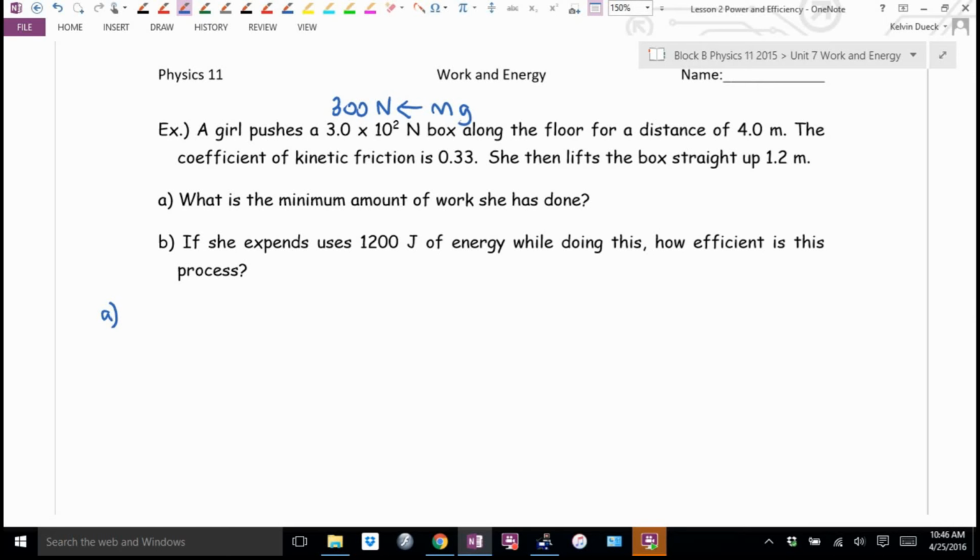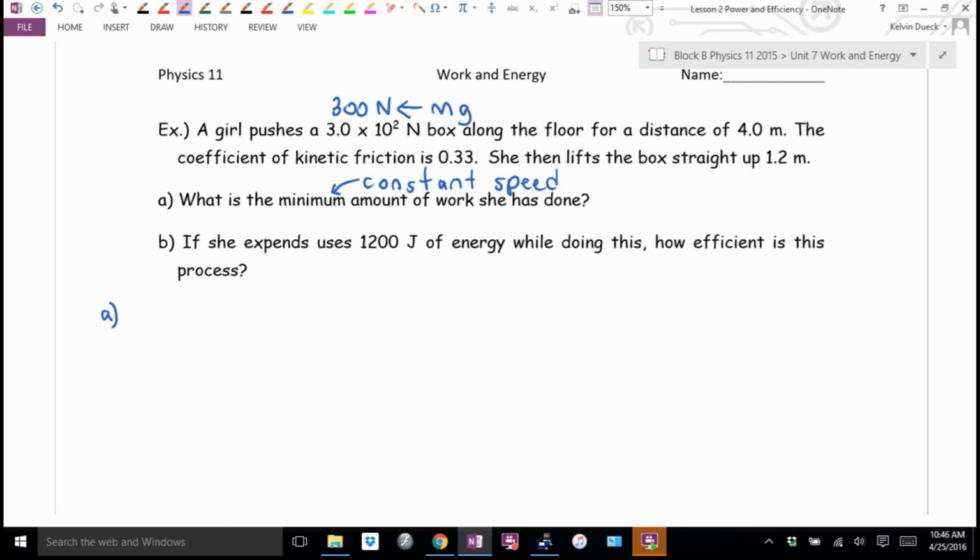Now, why did I say minimum amount of work? Let's assume she's pushing it at a constant speed. That's the minimum you can do. In other words, Derek, we're not speeding the box up. Okay with that? I think this question has 2 parts.